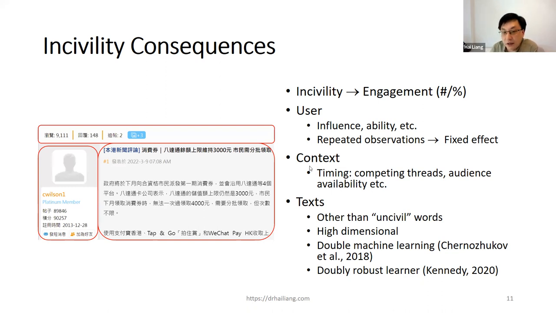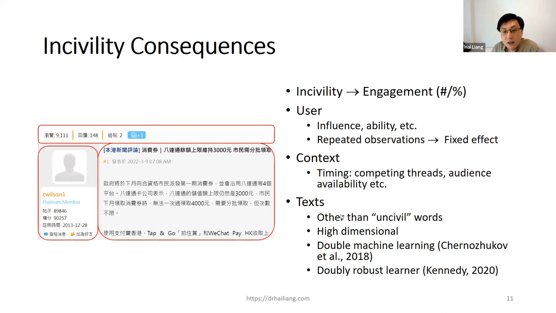Now the second confounding variable is contextual, that is, when the post was posted, the timing. In the afternoon, for example, if you post something, it will probably get more replies. You can try it. Even on Facebook, this is true. Again, we don't have a better way to control all the contextual variables, so here we just use some variables like the timing, meaning the hour of the day the post was posted, and the audience availability, meaning how many audience members are online. You can just try your best to come up with a list of this kind of variables.